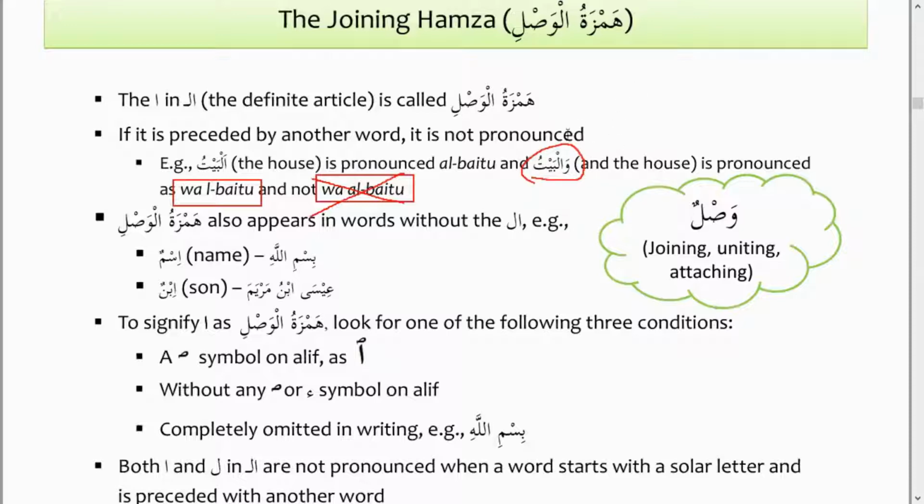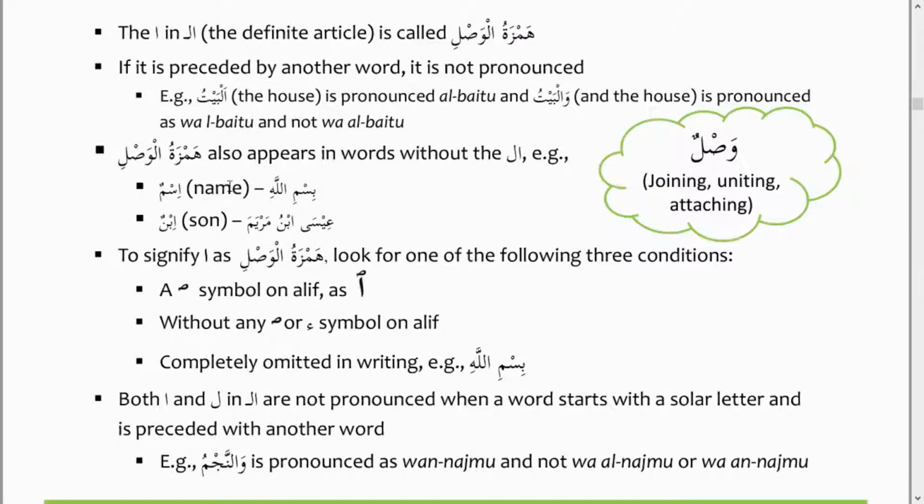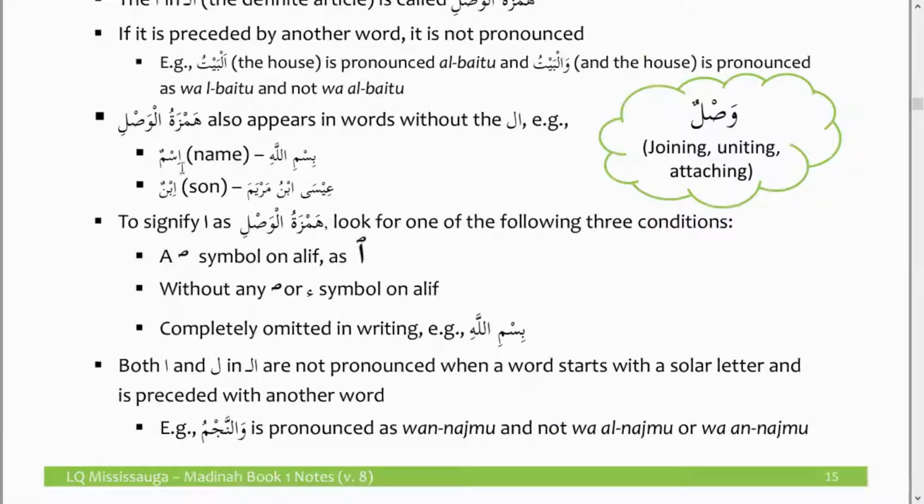So this is learned in Tajweed also, right? Hamzatul Wasl also appears in words without the Alif Lam. And there are some words, inshallah, we'll learn them without the Alif Lam also. But always remember the Alif Lam, the Hamza, is called Hamzatul Wasl. But there are other words, names such as Ismun. So if anything comes before that, we won't pronounce it.